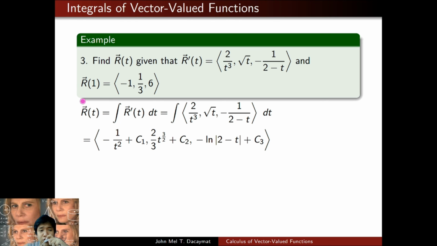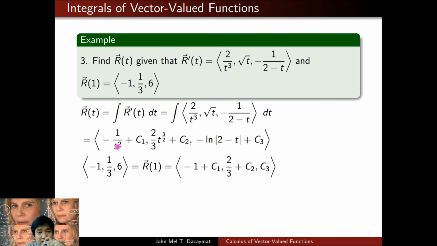At dyan papasok yung role ni r of 1. So if because of this condition we have in our given, r of 1, ito yung r of t natin, sabi natin, di ba? So if I plug in 1 doon sa mga t, I get this. Ito magiging negative 1 plus c1, ito 2/3 plus 2/3 times 1. Ito kahit positive to, dapat either way naman 0 lang tong term na to. So you'll get c3 kasi ln 1 ito eh.